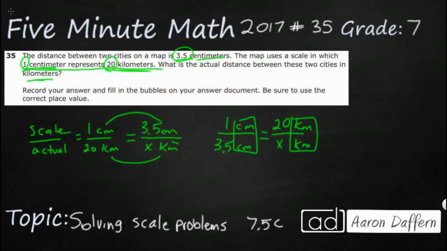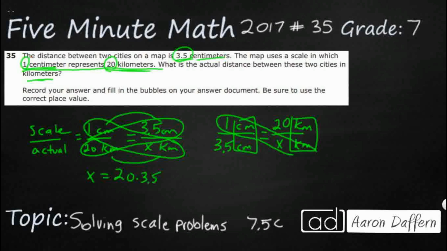Well, guess what? If we use our cross multiplication, it's not really going to matter. This is 1x, so 1x is really just x. So I just need to multiply 20 times 3.5. That's easy. 20 times 3.5. Over here, look, I end up doing the same thing. 1 times x is x. And I'm just ordering it slightly different. 3.5 times 20. But either way, you just need to take 3.5, multiply by 20.